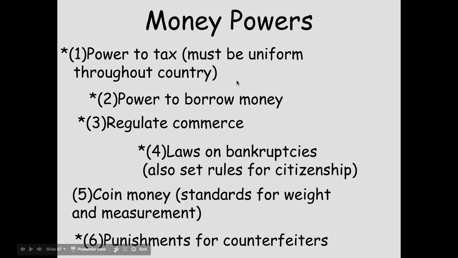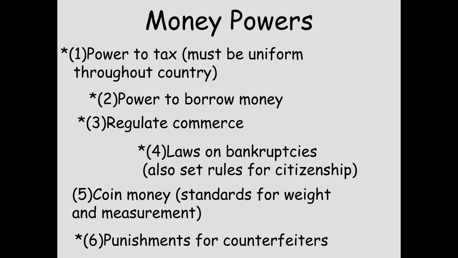They have a number of money powers, and we've talked about some of these in class. One of them is the power to tax. Another one is the power to borrow money. Another one is to regulate commerce. Congress is sometimes given the power of, or we say that they have the power of the purse, which means they're the only ones that can spend money. They're the only ones that can borrow money. They're the only ones that can tax. They have a lot of control when it comes to money.